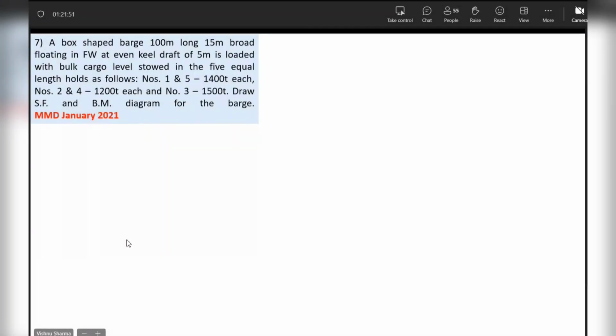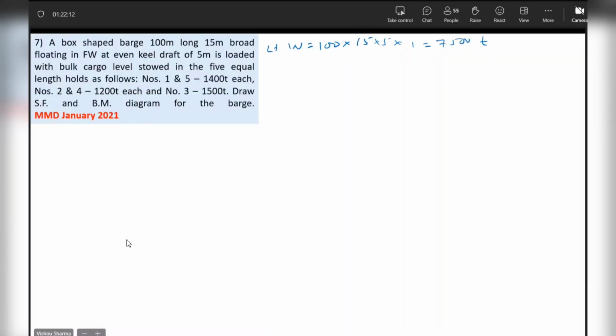A box-shaped vessel, 100 meter long, 15 meter broad, floating in fresh water at even keel draft of 5 meters, is then loaded with... So in fresh water 5 meters is its light draft, and it is even keel. That means light displacement is uniformly distributed. So the light displacement of the vessel will be equal to 100 into 15 into 5 into freshwater 1. How much does it become, beta? 7,500? Yes, sir. 7,500 tons?